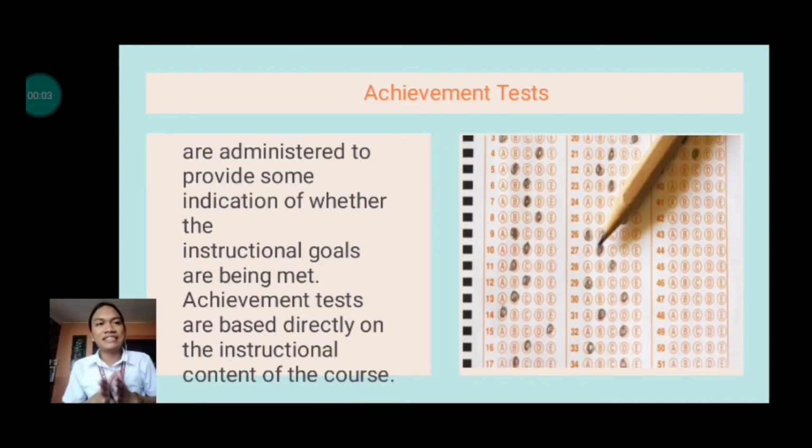Let's move on to achievement tests. Achievement tests are administered to provide some indication of whether instructional goals are being met. Achievement tests are basically directed at the instructional content of the courses. An achievement test is there to measure the student's ability to apply what he or she learned for each topic. A great example of this is the NAT or National Achievement Test.